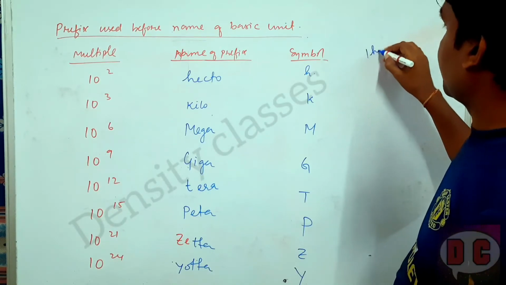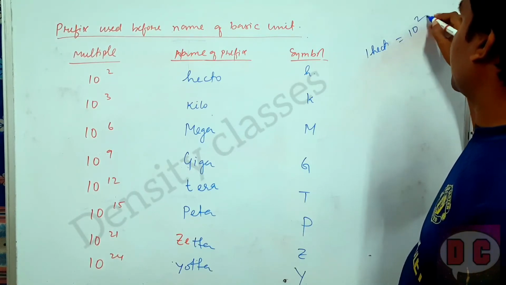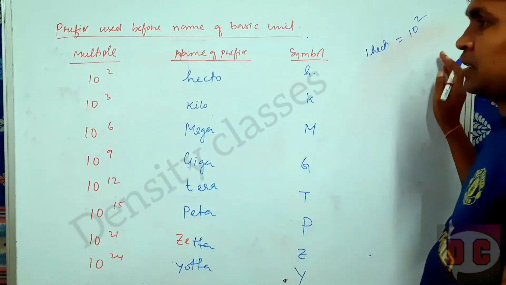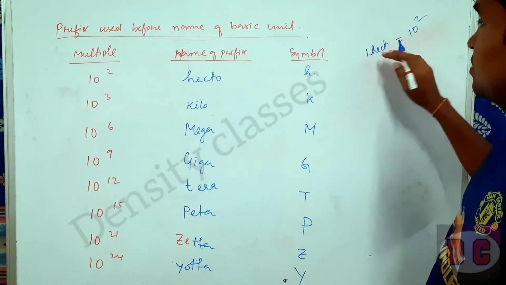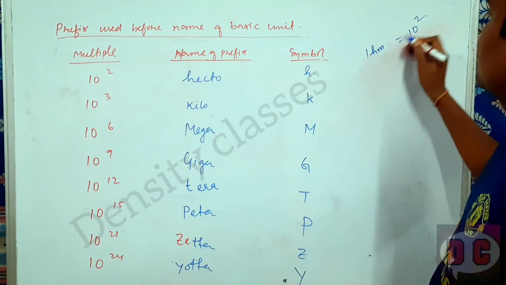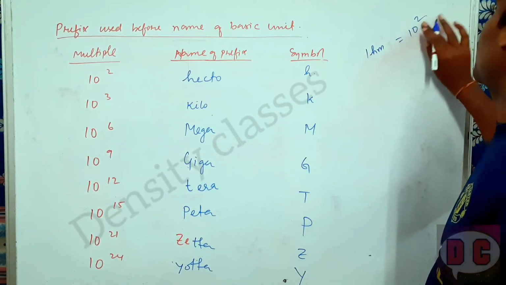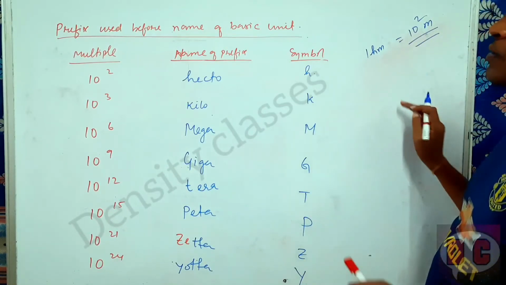Got it? So suppose 1 hecto is given. So 1 hecto equals how much? Okay, got it? So 1 hectometer, suppose it is 1 hectometer, it will be equal to 10 to the power 2 meter. Got it or not? So like this we will be using it.